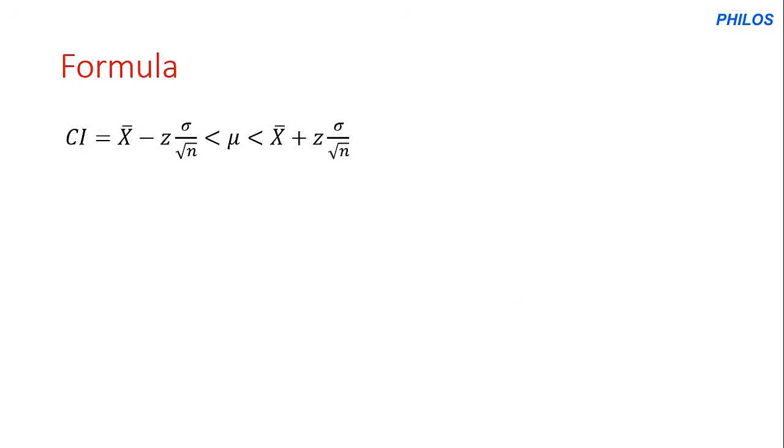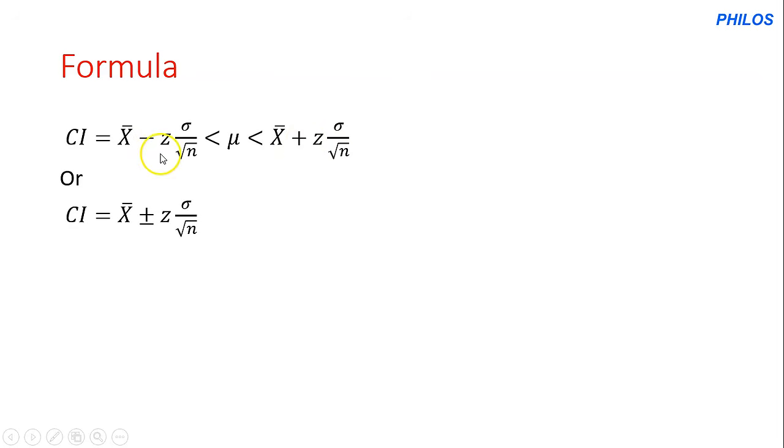The formula we're going to use in this topic is X bar minus z multiplying standard deviation over root n, less than mu, less than X bar plus z multiplying standard deviation over root n. This same formula, you can write as X bar plus or minus z multiplying standard deviation over root n. The X bar here is the same as what is here, and z times standard deviation over root n here is the same as what is here. Just that here we subtract and here we add.